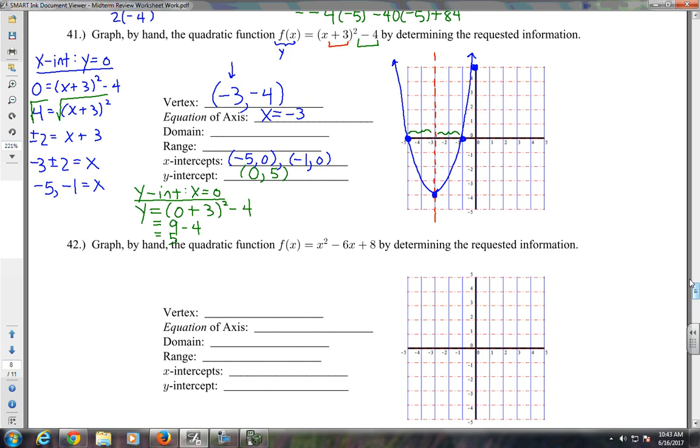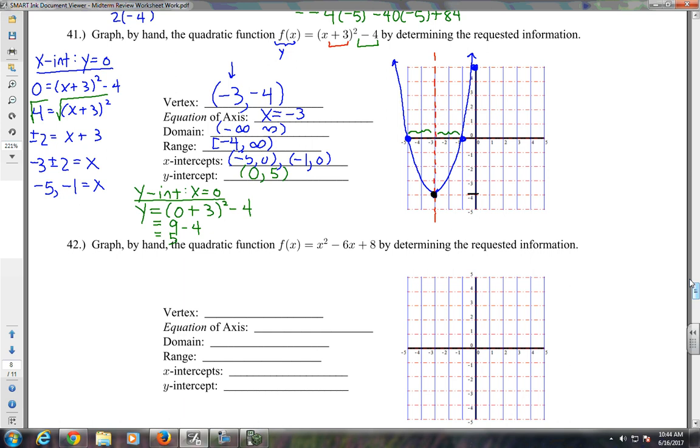The domain, remember, is leftmost x value to rightmost x value. In this case, it's negative infinity to infinity because that parabola is always getting wider and wider. The range is going to be the lowest y value to the highest y value. Notice the lowest point I can find here is the vertex. It has a y value of negative 4. And there is no highest y value, so it's going to stretch up to infinity. Okay? Again, you can type that into your calculator. Make sure your graph ends in the right spot.